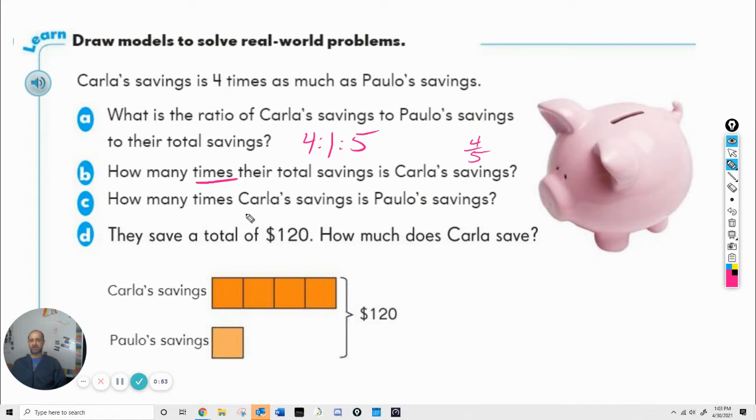How many times Carla's savings is Paulo's savings? So they're focusing on Paulo's. Paulo's is 1 to Carla's 4, so 1/4. If they have a total of 120, how much does Carla save? You divide 120 by 5 because you have 5 units. 120 divided by 5 is 24. So 24, 24, 24, 24, or 120 minus 24 is 96. Beautiful, right?